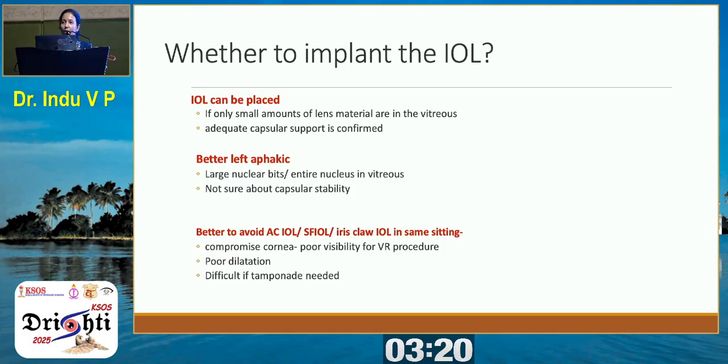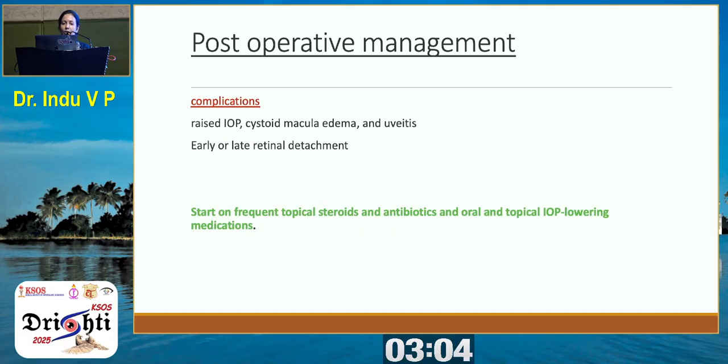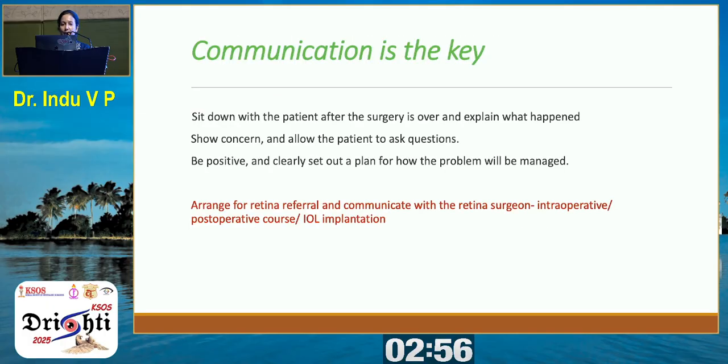And better to avoid complicated IOLs like AC IOL, SF IOL, iris claw IOLs in the same sitting, because they can compromise the corneal clarity, cause poor dilatation, and make the vitrectomy very, very difficult. It's also difficult if you're planning a tamponade. Post-operatively, you're going to encounter glaucoma as well as inflammation. So start the patient on topical steroids, antibiotics, and topical IOP lowering medications.